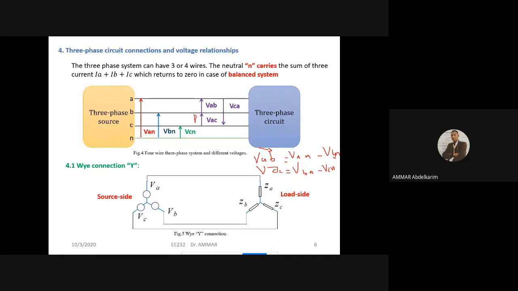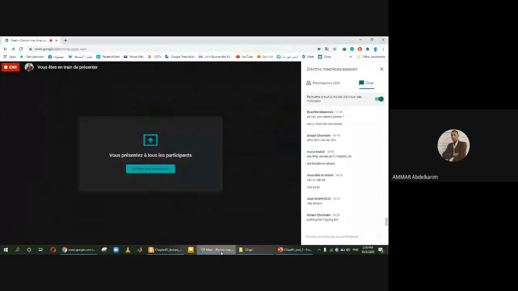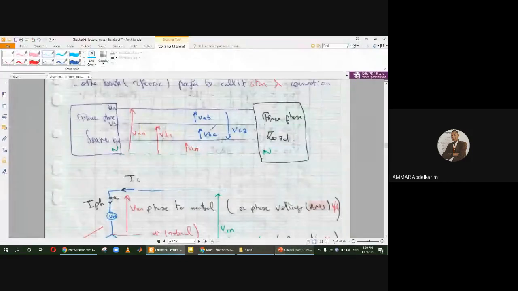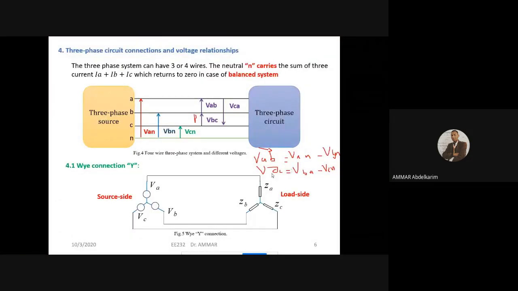Why VCA here? Because we have to respect the phase sequence AB, BC, CA. Sorry, this one is BC. It's a mistake. Sorry. This one is BC, not the other. Okay, so here it's correct, it's BC.